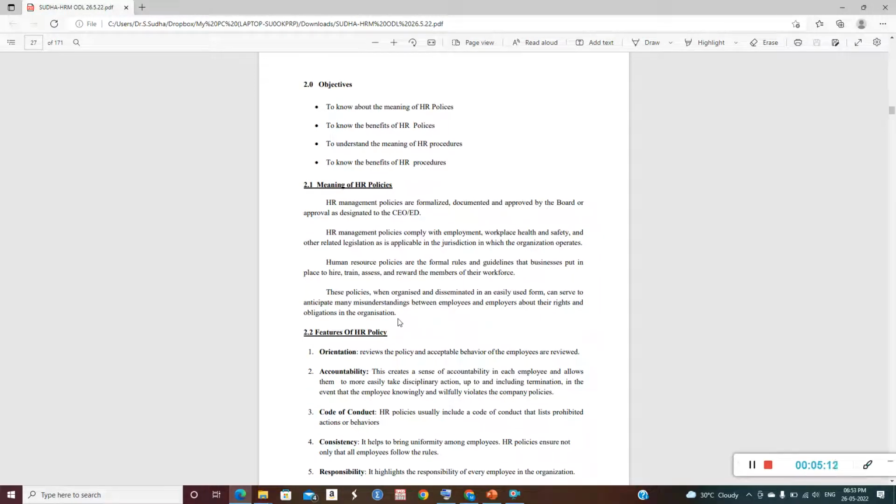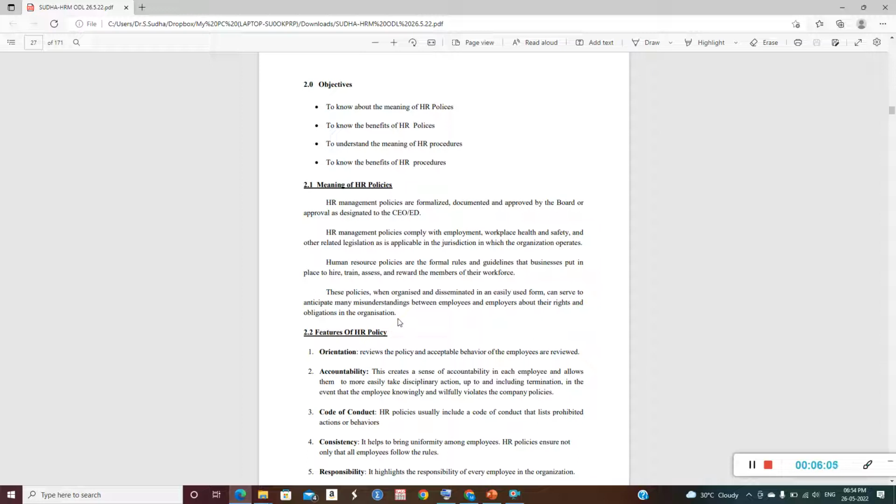So, the meaning of HR policies. HR management policies are formalized and normally documented. They are well prepared standard procedures, approved by the board. You have a separate committee for this, a board of people well versed in various disciplines, and they are designated to the CEO, the chief executive officer. HR management policies comply with employment, workplace, health and safety, mental wellness, and other legislation as applicable to the jurisdiction, the area in which the organization is situated. The Companies Act and others require bringing all these things into the purview.